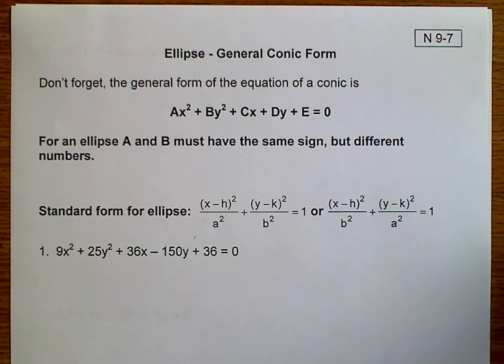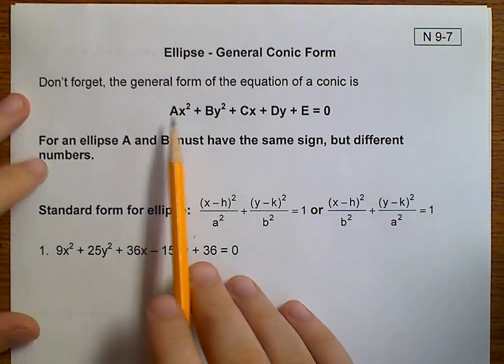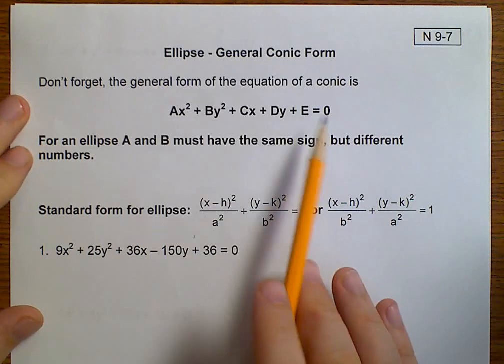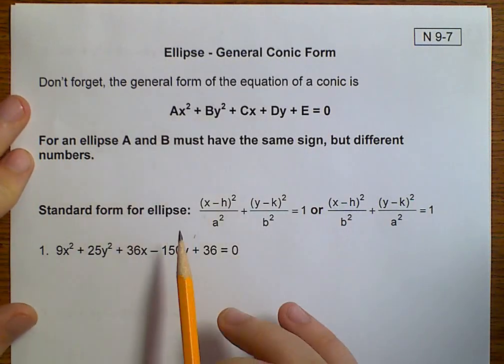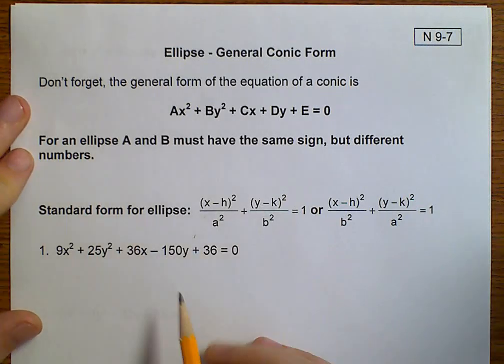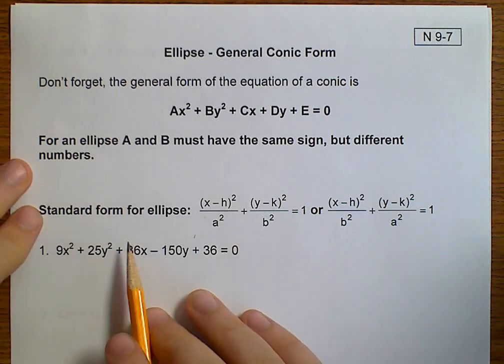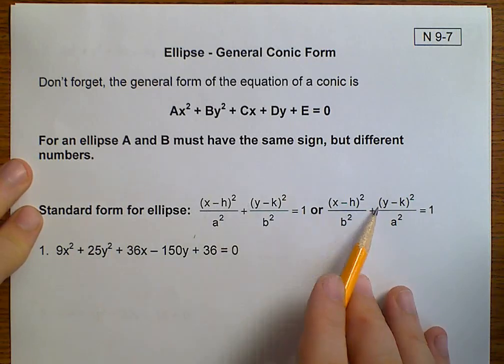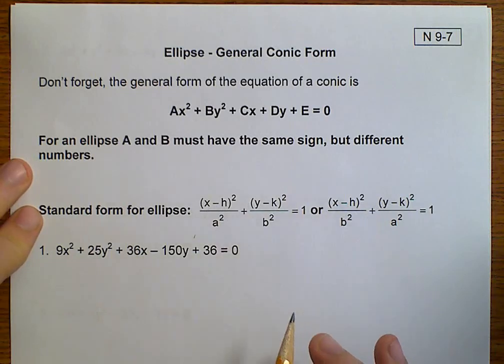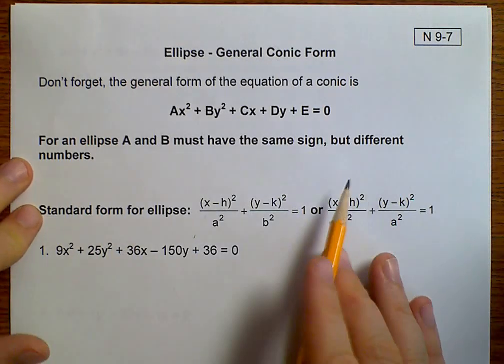Today we're going to be talking about ellipses from the general conic form. Again, this is the general conic form. For an ellipse, A and B need to both have the same sign but different numbers. And so the standard form of an ellipse is either this or that, where A is the bigger number.